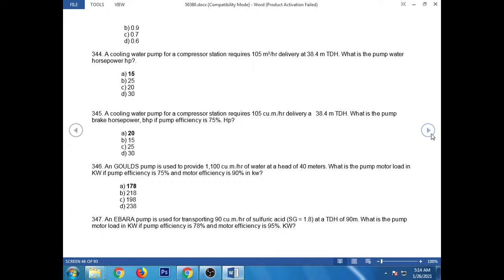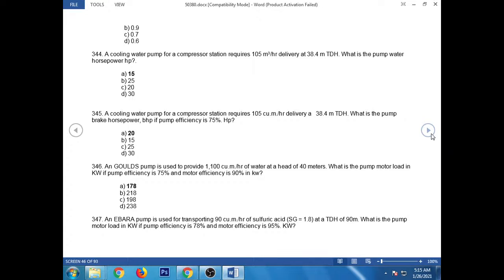Answer: 20. A Goulds pump is used to provide 1,100 cubic meters per hour of water at a head of 40 meters. What is the pump motor load in kilowatts if pump efficiency is 75% and motor efficiency is 90%? Answer: 178.